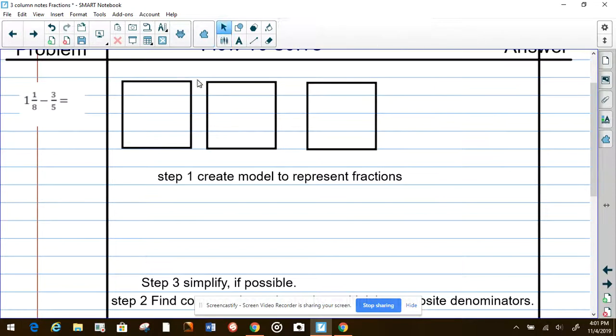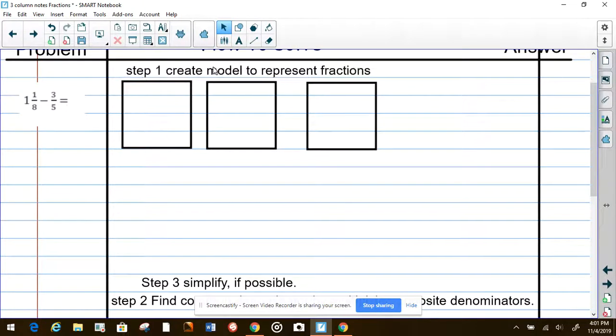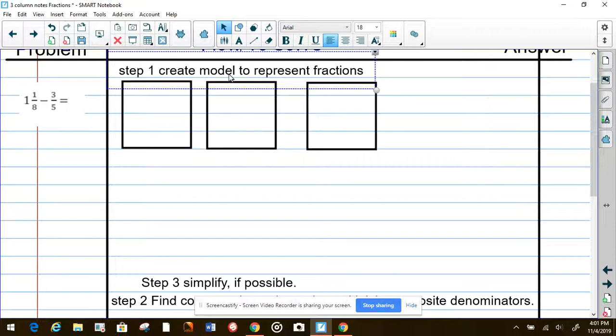The first thing we have to do, on step one, is create models to represent fractions. Oh, create models. I think we need an S right here, my friends. So let's write the S in it. Create models to represent fractions. All right, let's do that.